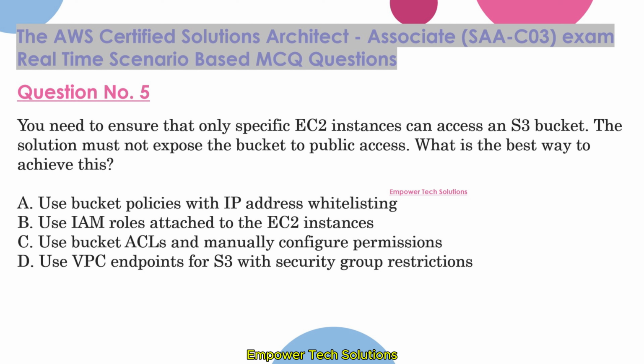A. Use bucket policies with IP address whitelisting. B. Use IAM roles attached to the EC2 instances. C. Use bucket ACLs and manually configure permissions. D. Use VPC endpoints for S3 with security group restrictions.